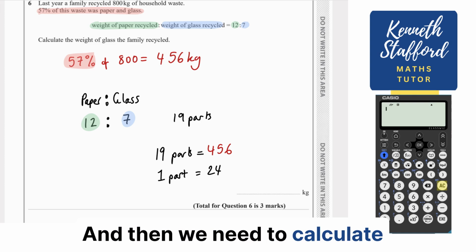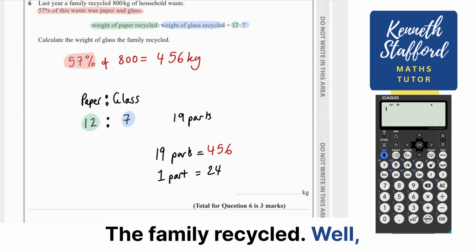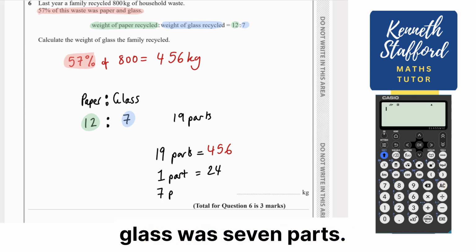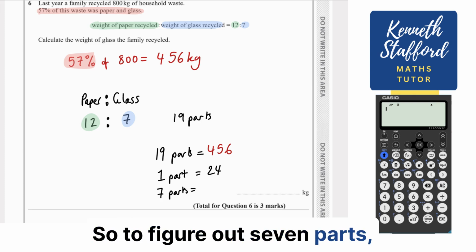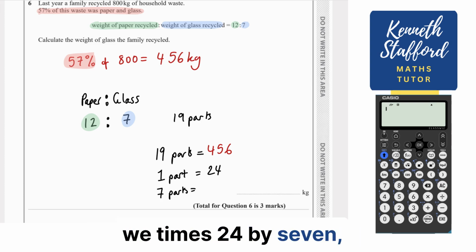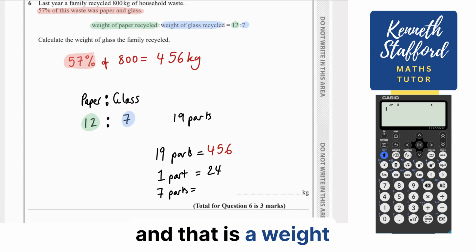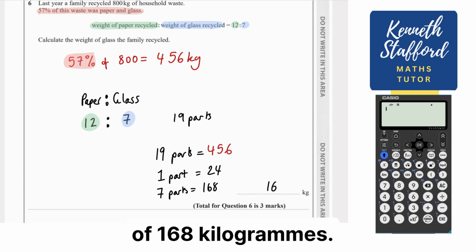And then we need to calculate the weight of glass the family recycled. Well, glass was 7 parts. So to figure out 7 parts, we times 24 by 7. And that is a weight of 168 kilograms.